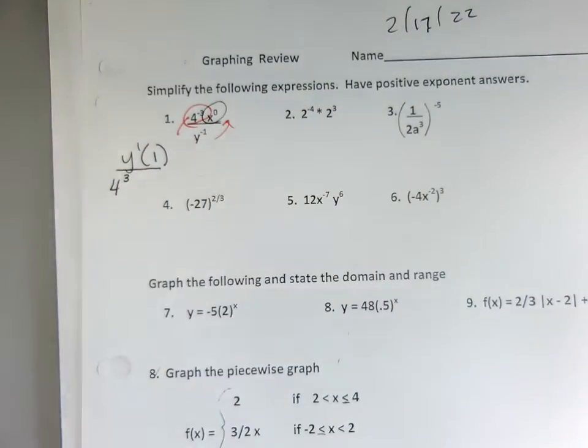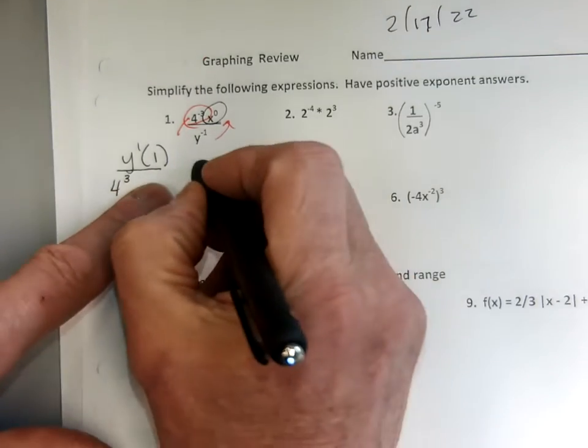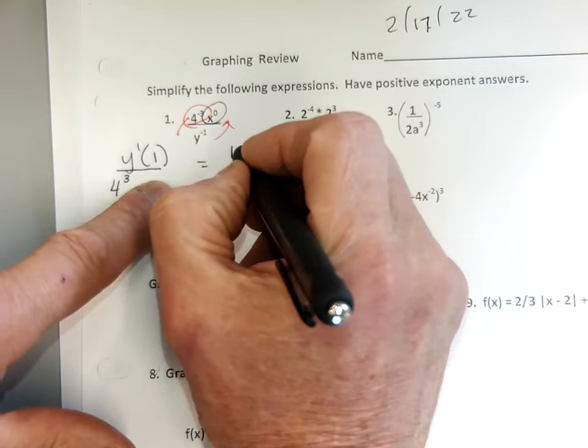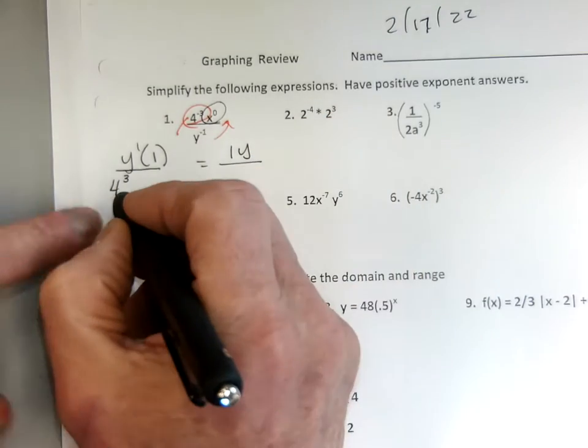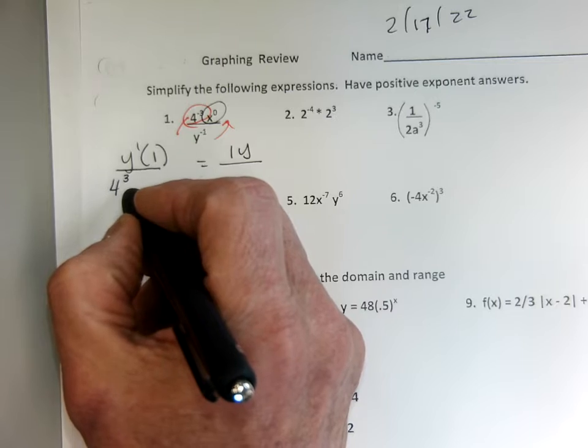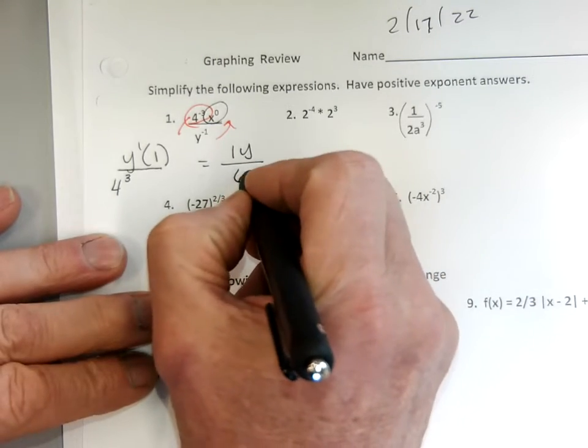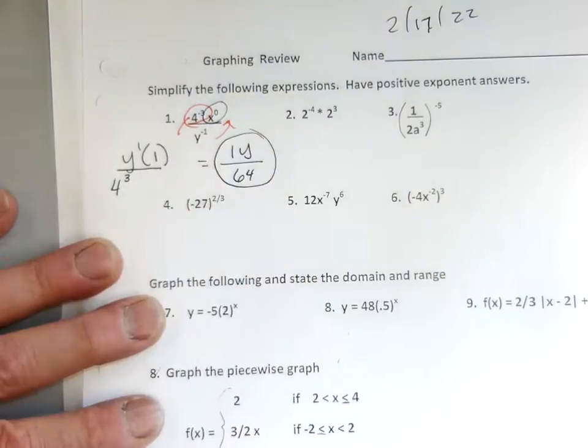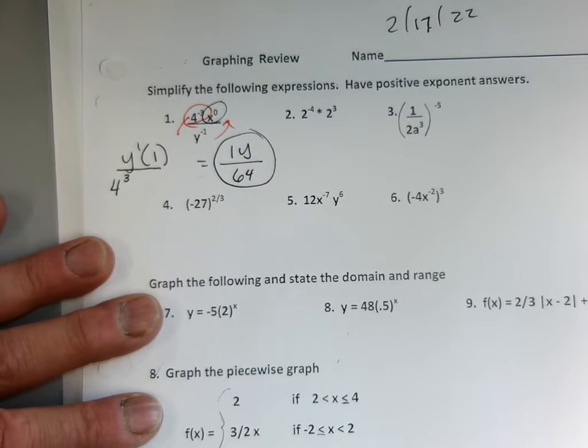All right, that's pretty close to being done. I don't need the 1, but I'll leave it there anyway. 1y over, well, this is 4 times 4, which is 16, times 4, which is 64. There's my answer. Okay.